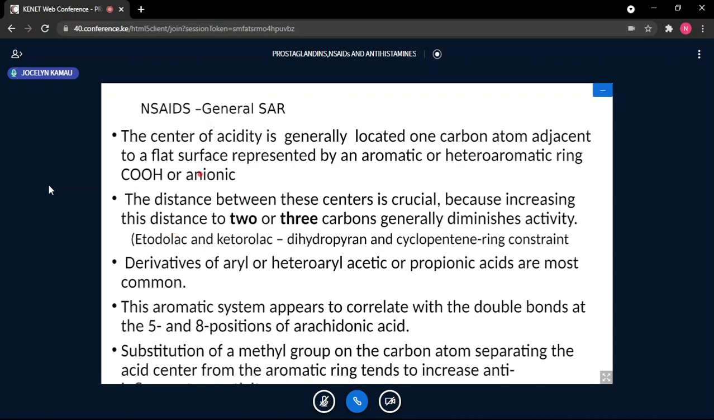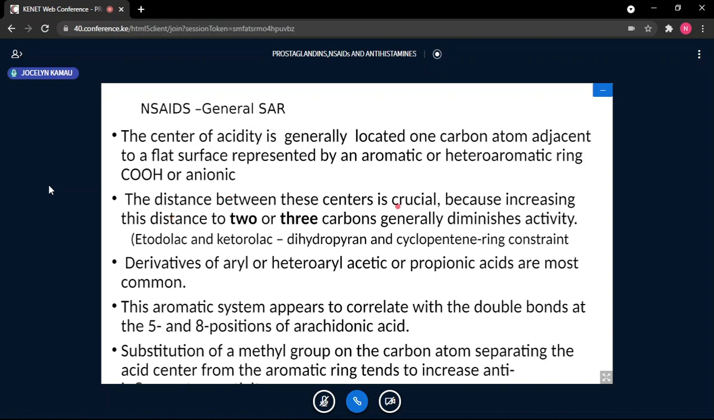So now when we read, the center of acidity is generally located 1 carbon adjacent to a flat surface represented by either an aromatic or heteroaromatic ring. I hope that is clear. All I'm saying here by carboxylic, it depends on whether your reference is the carboxylic acid or the anionic site, and you can express it in either of them. But of course, you will mention the right number of carbon atoms.